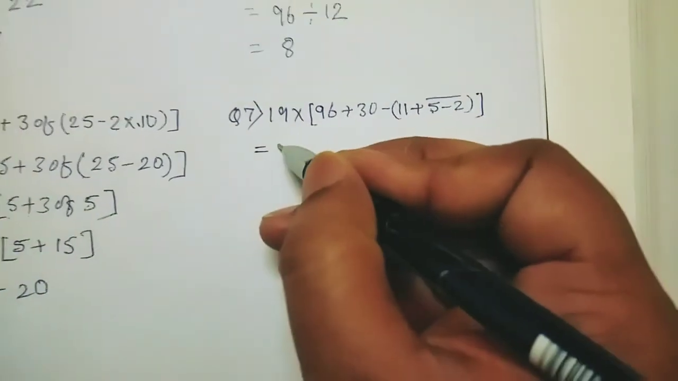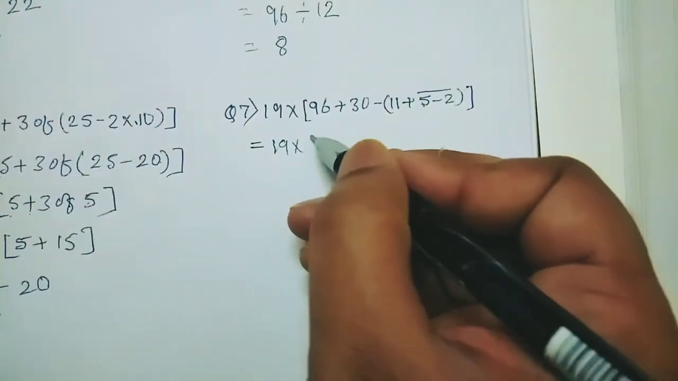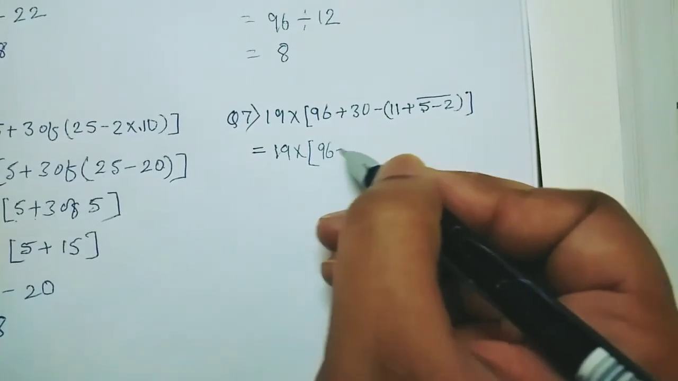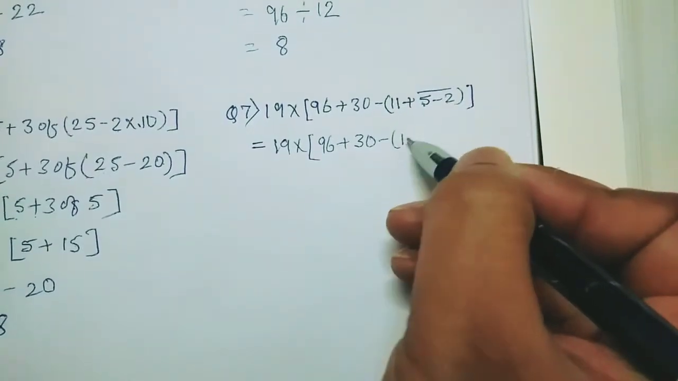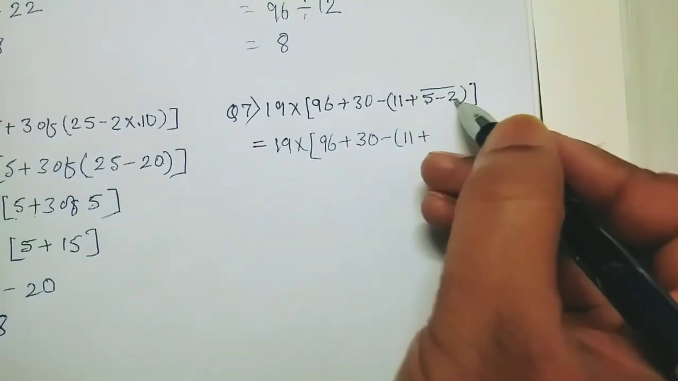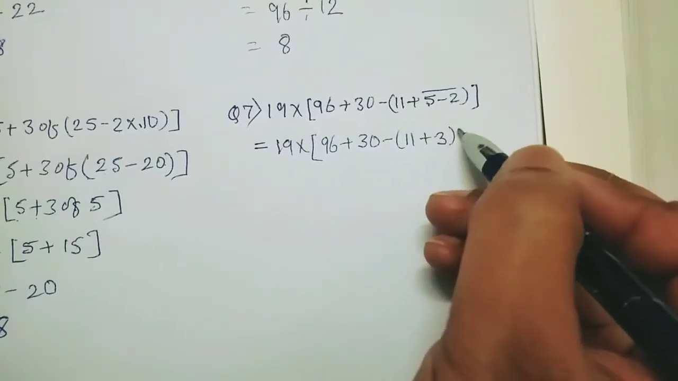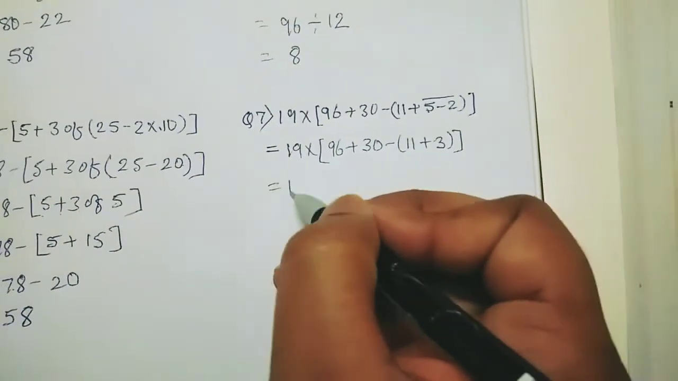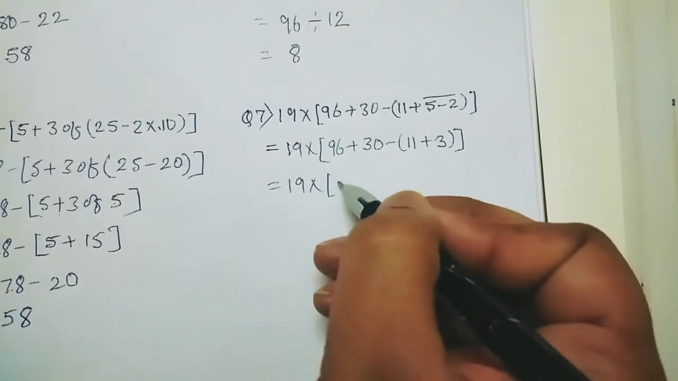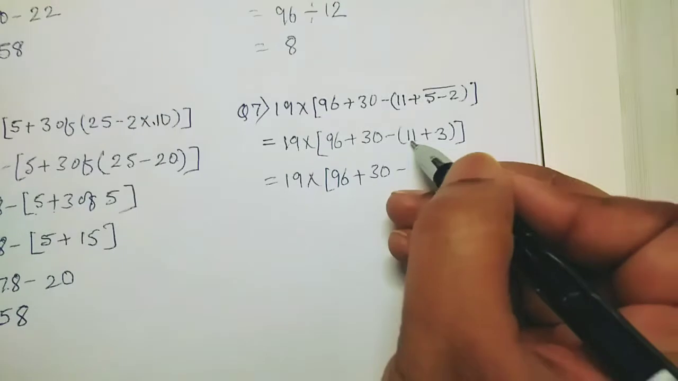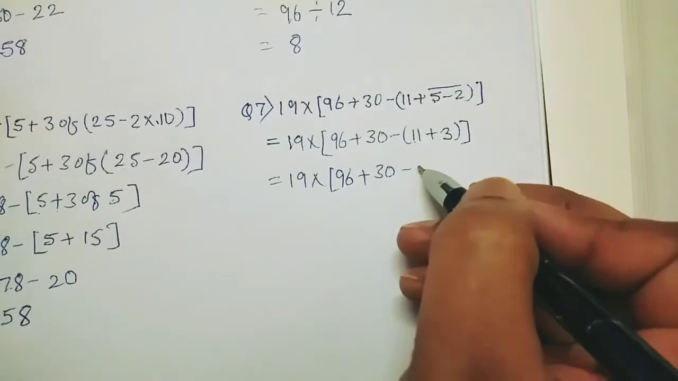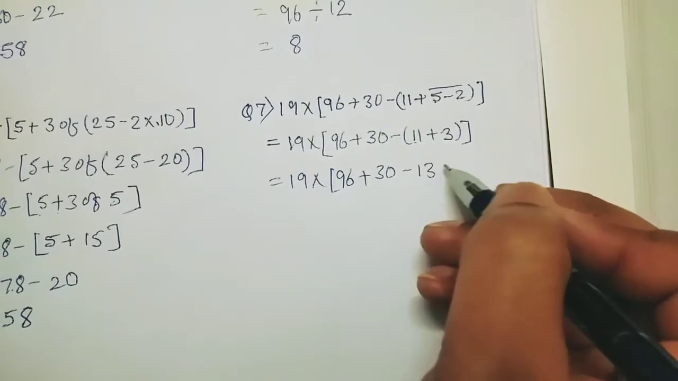So we will solve first 5 minus 2, then we'll solve the plus. Okay, so 19 into 96 plus 30 minus, give the bracket, 11 plus, so 5 minus 2 is 3. Now close the bracket, then close the bracket. 19 into 96 plus 30 minus, now you have to solve this plus, 11 plus 3 is 14. Okay, now close it.